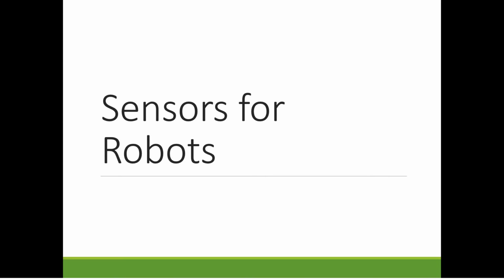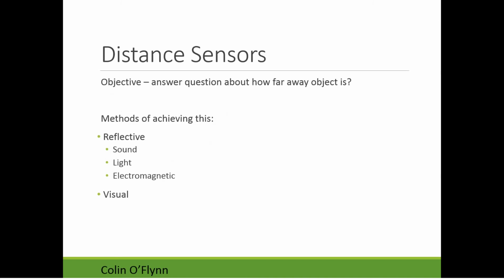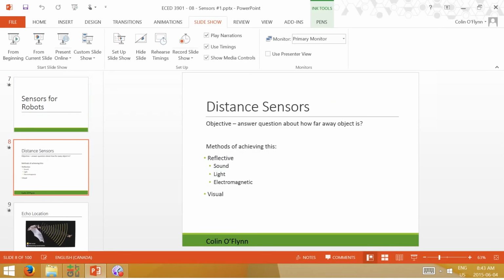Let's look at what sensors we have for a robot. The first thing is a distance sensor. The objective here is to figure out how far away some object is from the robot, and you'll see that in the course. Actually, that's what I want to show you, so let me just pull up the course.